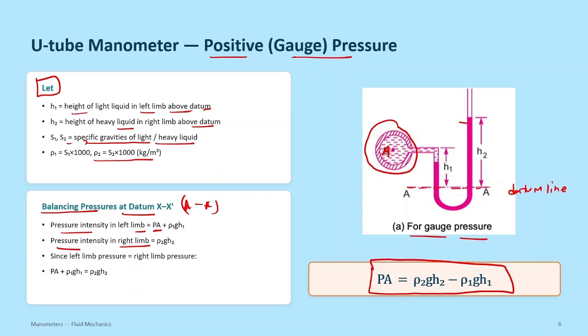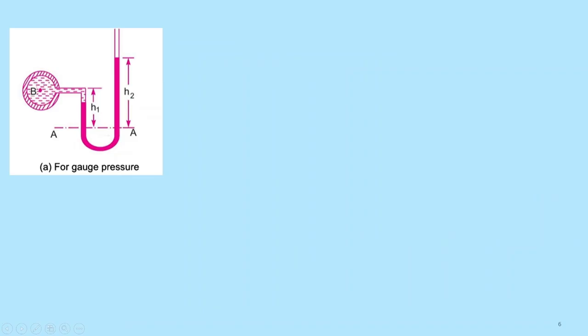If we equate the pressure intensity in the left limb to the pressure intensity in the right limb, we will get this formula, and from this we can write this one. So we have to derive this. First we will derive the equation for the simple U-tube manometer at gauge pressure. For deriving this, we will take some assumptions, or you can say some notation.